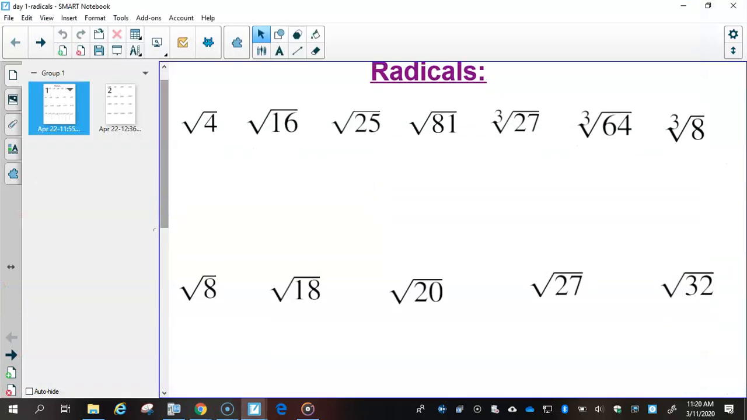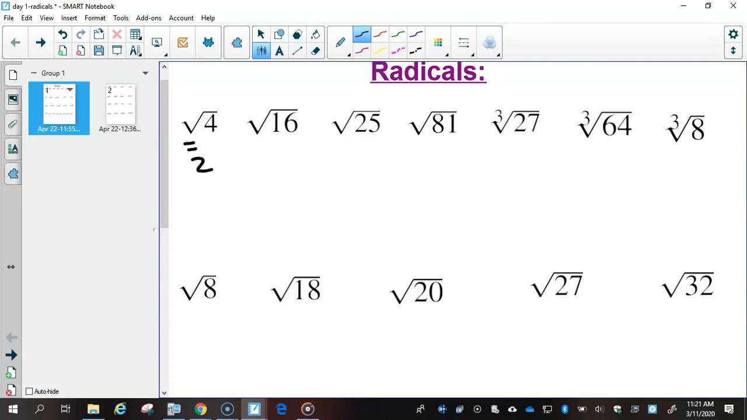So in order to do these, we need to know some of these facts. Do we know what the square root of 4 is? 2. So when we get to some of these other ones, think about what are two numbers that multiplied by themselves give you 4. 2 times 2 gives you 4. So we know this equals 2.